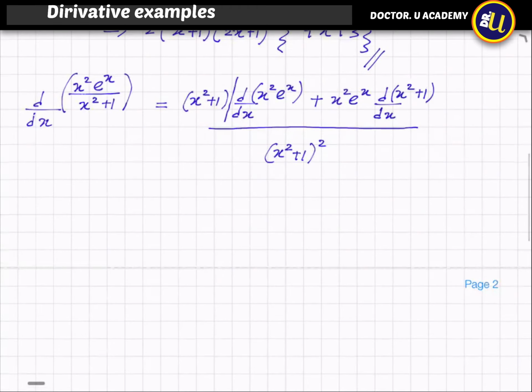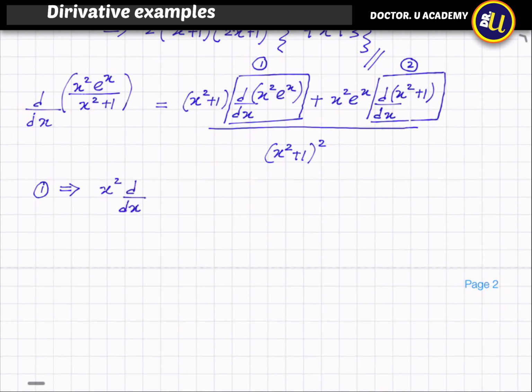Now we have to find this. I would say first one. Secondly, I have to find this. That's my second one. Now I will take the first one. Then you can see it's a product. So I use the product rule, x squared times d/dx of e^x plus e^x, then d/dx of x squared.